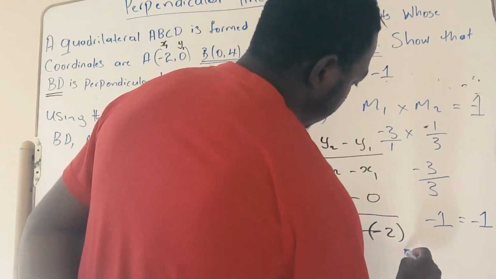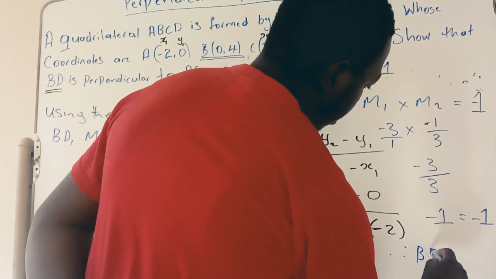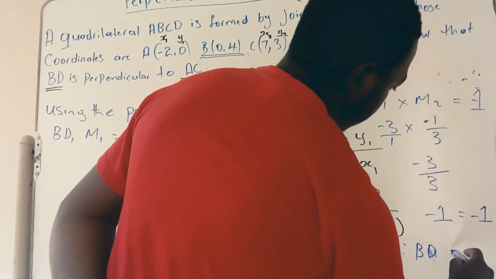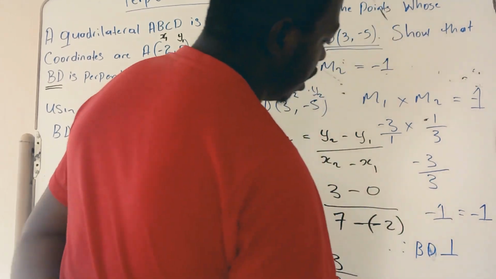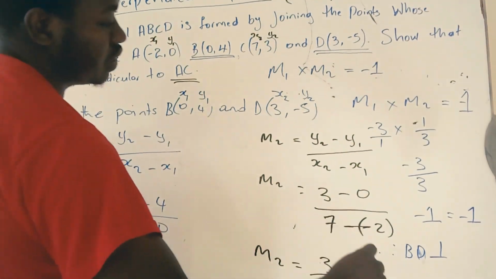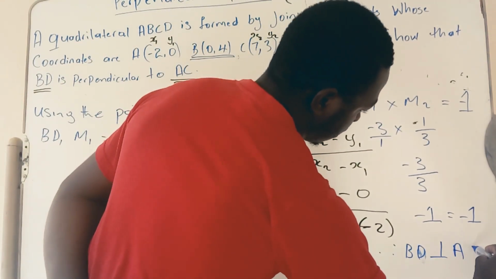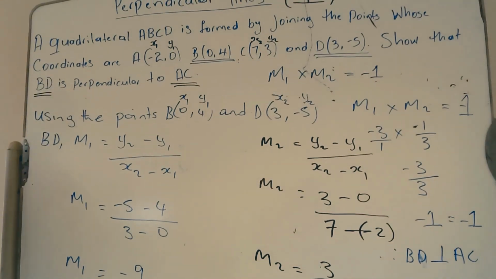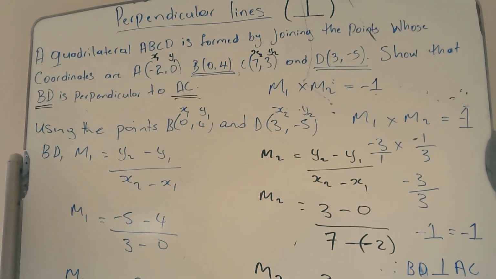So you would say, therefore, BD is perpendicular to AC. You can use the symbol for perpendicular. And that's how you prove if lines are perpendicular to each other.